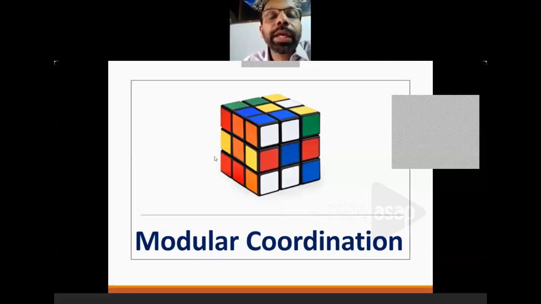So in the picture, you can see a Rubik's cube, which is familiar to all. It is a very good example to explain what is modular coordination. Each face, you can see 9 modules of homogeneous size. And similarly, the cube has 6 faces. So each unit you can call a module, and the entire Rubik's cube is made of such similar modules. In a similar way, this is also possible in the construction industry.